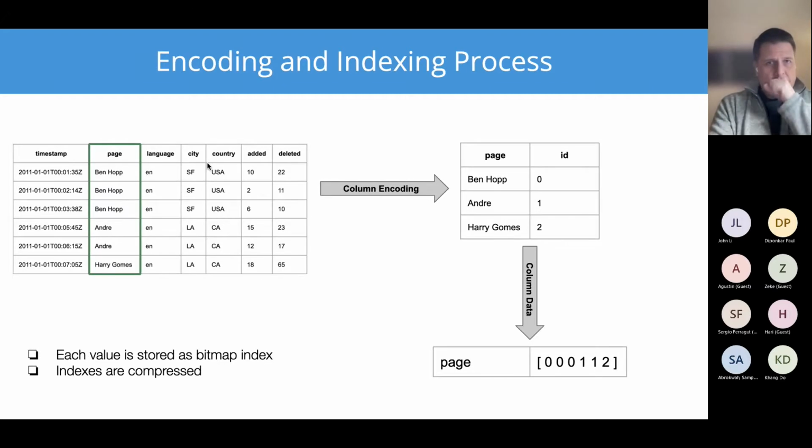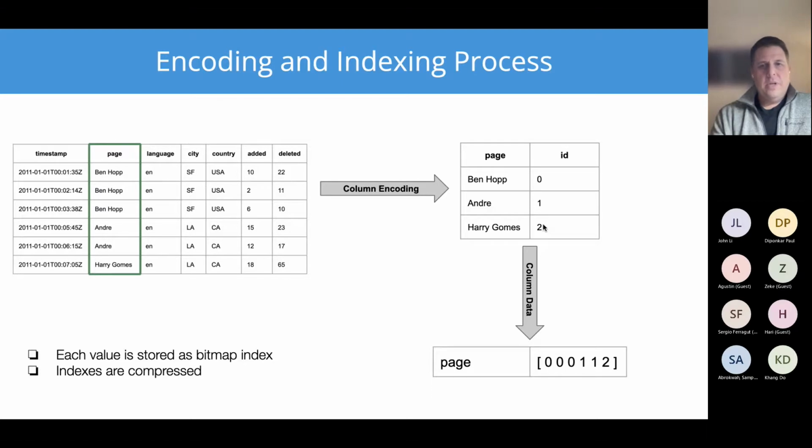For a column here, we want to use column encoding. So we're going to take each one of these values, put it into a dictionary object, and assign an ID to it. I can see here my buddy Ben Hop is in 3 of these, but he only gets one entry in the dictionary, and his ID is going to be 0. As Andre comes in, we'll query, does Andre already exist here? If he doesn't, we're going to assign him the next ID. And then Harry, and Harry gets 2.